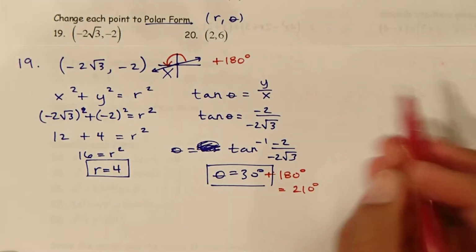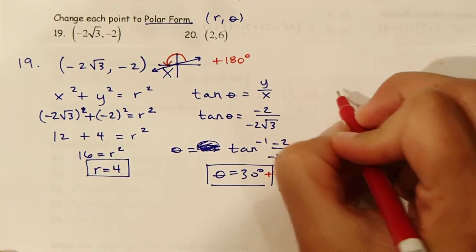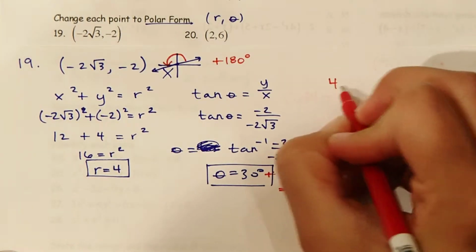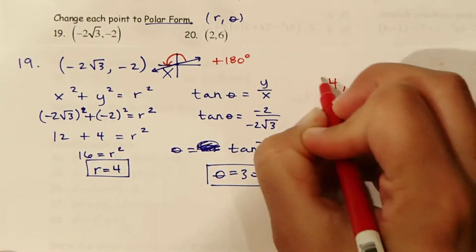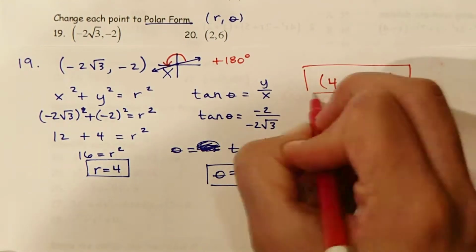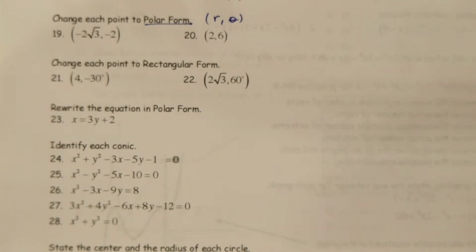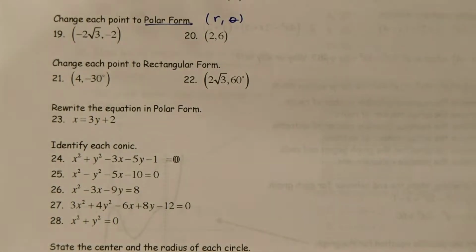So our final answer for number 19, the polar form of that coordinate, is 4, 210 degrees. Okay, now let's continue to number 20.